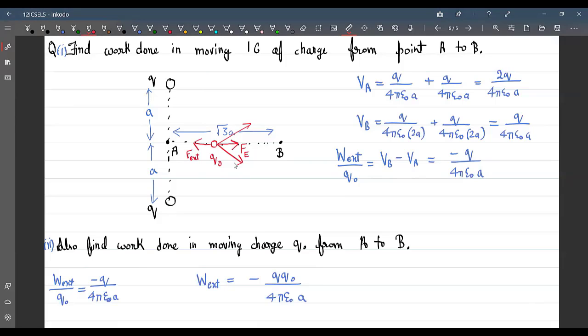So the charge itself wants to go from point A to point B. It is going from a point of higher potential to lower potential. So the potential difference will be negative. But we can understand it from force also. The external agent force is opposite to the electric field force because we want it to move very, very slowly.